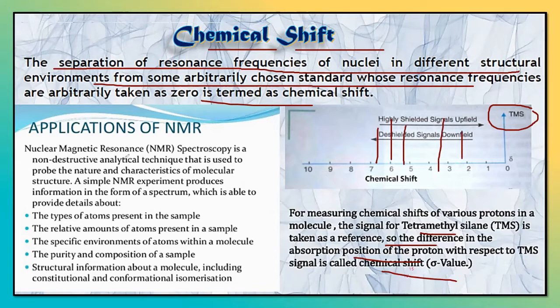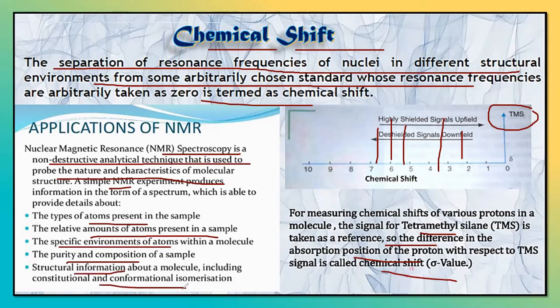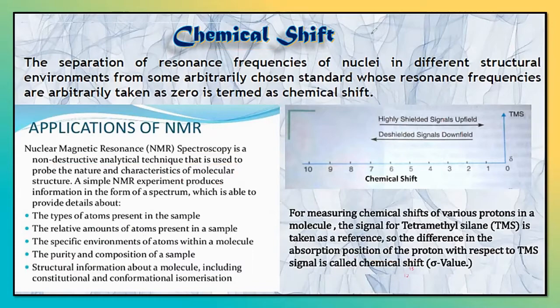Nuclear magnetic resonance spectroscopy is a non-destructive analytical technique used to probe the nature and characteristics of molecular structure. The type of atoms present can be found out. The relative number of atoms present in the sample, specific environment, purity, and structural information can all be obtained from this chemical shift data.